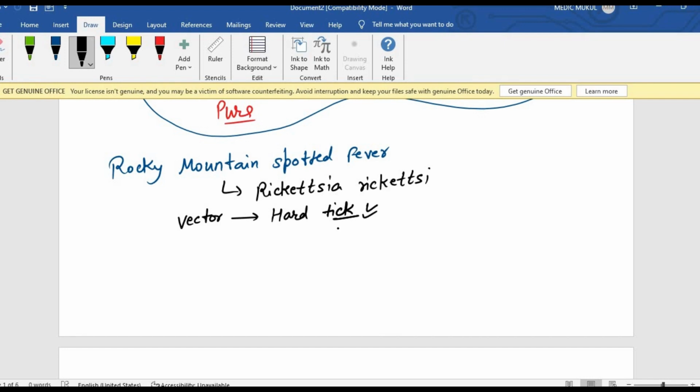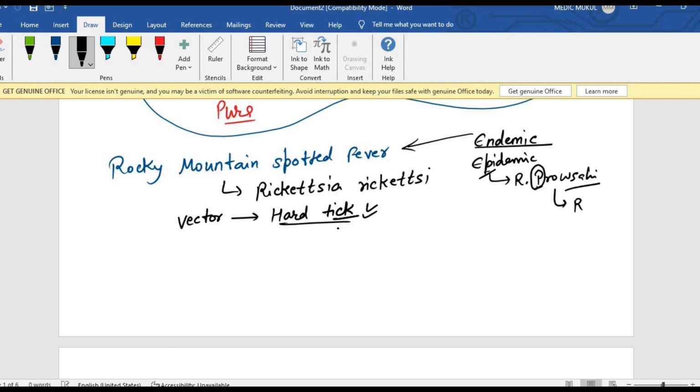Then, we studied about endemic typhus and epidemic typhus. Rocky Mountain Spotted Fever is endemic. Epidemic typhus is caused by Rickettsia prowazekii, as I told you during my Krok 1 lessons. P means P, so PP: Rickettsia prowazekii. And what is the vector for prowazekii? That was the rat flea. Here the vector is the hard tick.